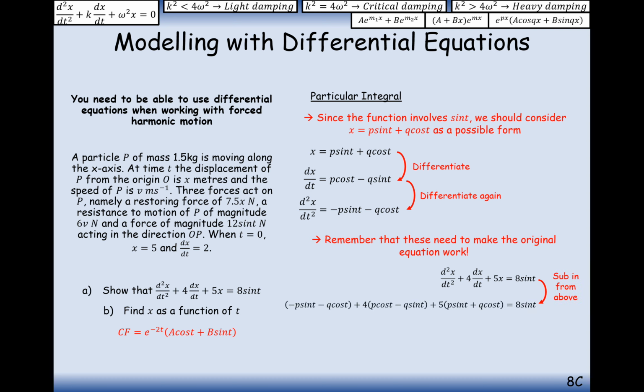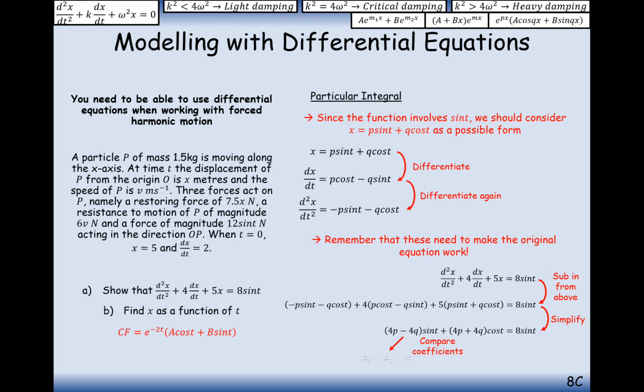It's going to be a big long equation. The second derivative will go first, plus 4 times the first derivative, plus 5 times the original x function. So that's where that goes. dx by dt comes in, and then the x function comes in as well. We want 5 times that. Okay, let's expand the brackets and factorize. So we get 4p minus 4q sine t plus 4p plus 4q cos t equals 8 sine t.